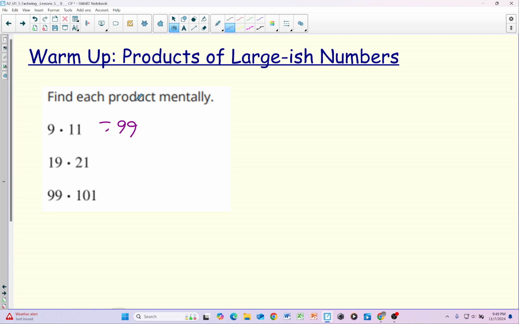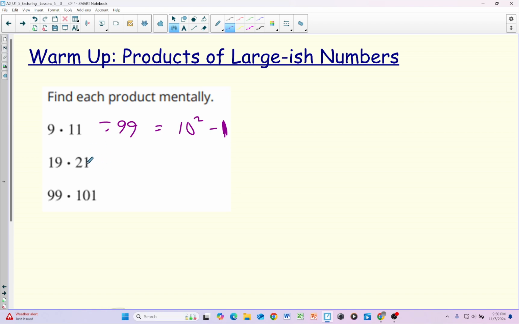Now, what's interesting about 99 is that it's really close to 100, right? And what is 100? 100 is 10 times 10, or 10 squared. But 99 is one less than that, so we're going to say that 99 is equal to 10 squared minus 1. That's kind of interesting. What about 19 times 21?